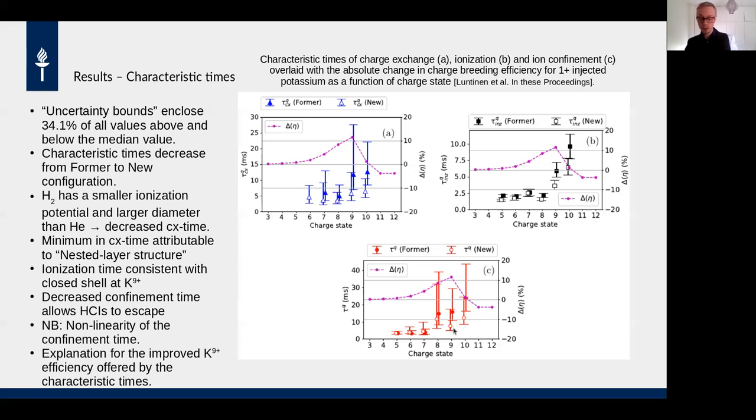It can be concluded that the optimization of the charge breeding efficiency of any given charge state requires the decrease of charge exchange time for the charge states above and the decrease of ionization time for charge states below and a decrease of confinement time for that specific charge state. Furthermore, the optimization will be easiest for a charge state corresponding to a closure of the electronic shell.